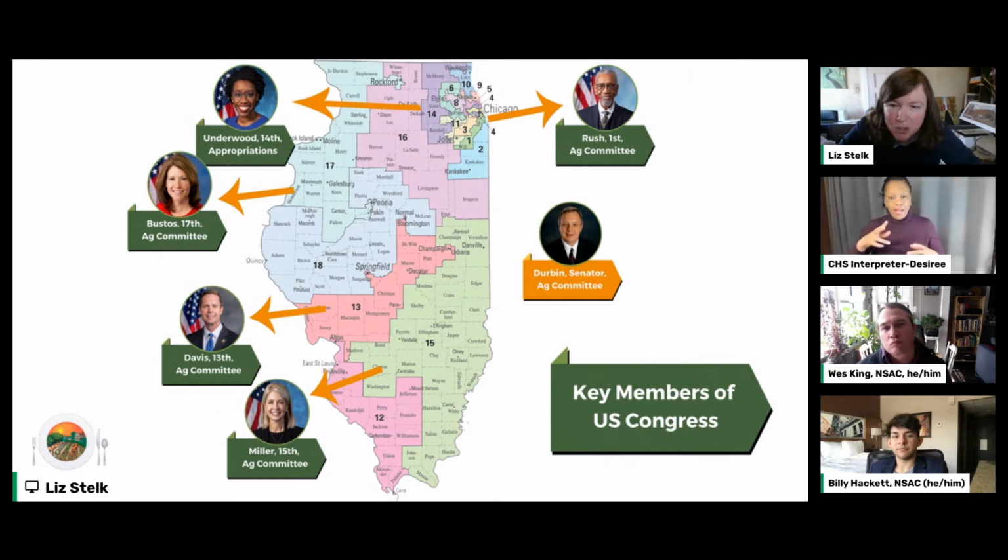Congressman Rush in Chicago is a member of the Agriculture Committee. Cheri Bustos in the 17th, that's in Western, Northwestern Illinois. Congressman Rodney Davis in Central Illinois. Congresswoman Mary Miller in Southeastern Illinois is another member. And then we also happen to have a member who serves on the Agriculture Appropriations Committee, and that's Congresswoman Lauren Underwood. So these are really key members of Congress that are going to help write the Farm Bill and who need to hear from Illinoisans, especially those in their district. But because we all live in Illinois, we can all help influence Senator Durbin.